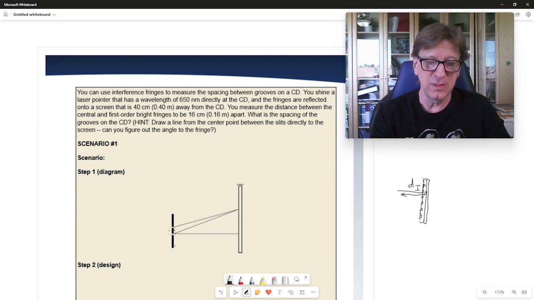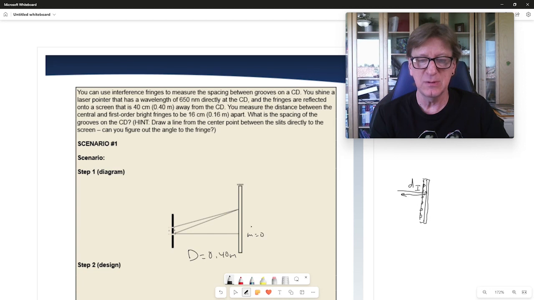So this, we'll call this capital D, and we're going to say that that's going to be 40 centimeters away, or 0.40 meters. Okay, we measure the distance between the central, here's our central, this is m equals 0, and this is m equals 1. So this is our first bright point here. Here's our central one, here's a bright one. We measure that distance, and we'll call that A, to be 16 centimeters apart, so 0.16 meters.